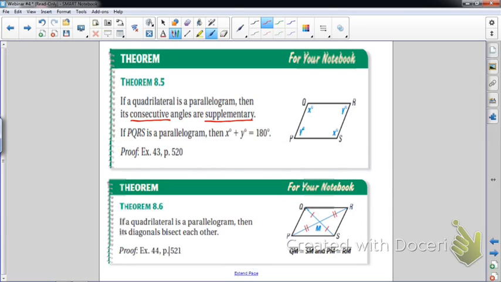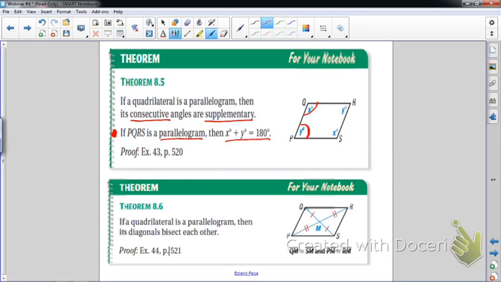So again, let me go ahead and read this for you. It says if PQRS is a parallelogram, remember what the word parallelogram means and its properties. Then we can say, and this time we can assume that the addition of these two angles, let's say for example angle Q and angle P here, is going to be equal to 180 degrees. So just remember, they are supplementary.